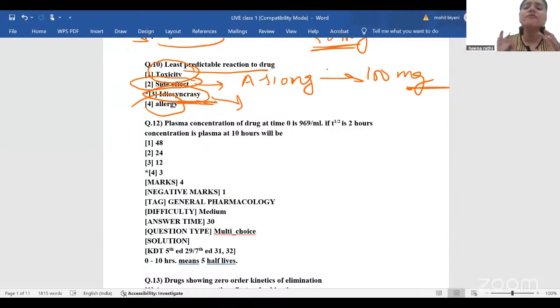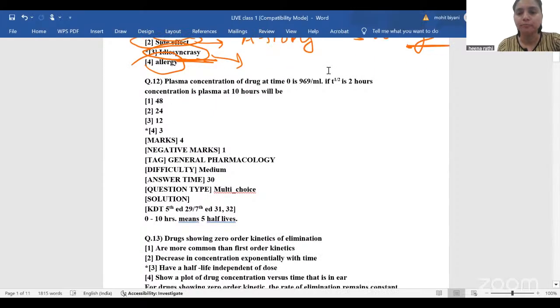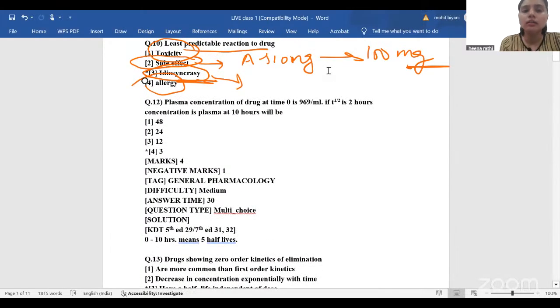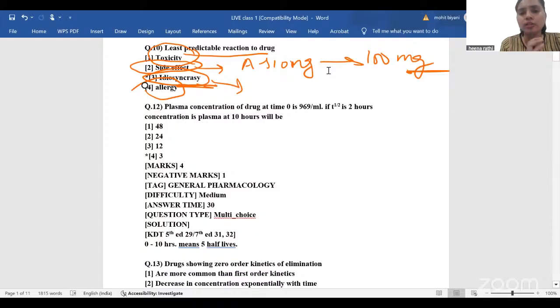So it is the very least predictable, because we have not done our gene mapping or the genetic testings, and not everyone is approachable to those testings. So it is the least predictable reaction to the drug. So the answer for this question is idiosyncrasy, which is the least predictable reaction to the drug.